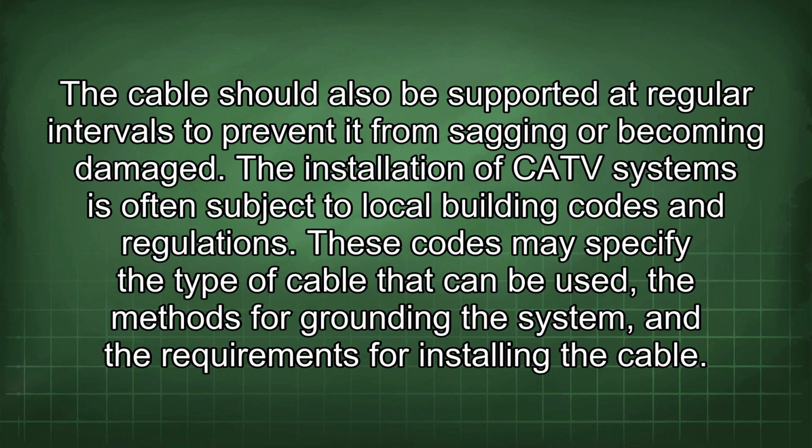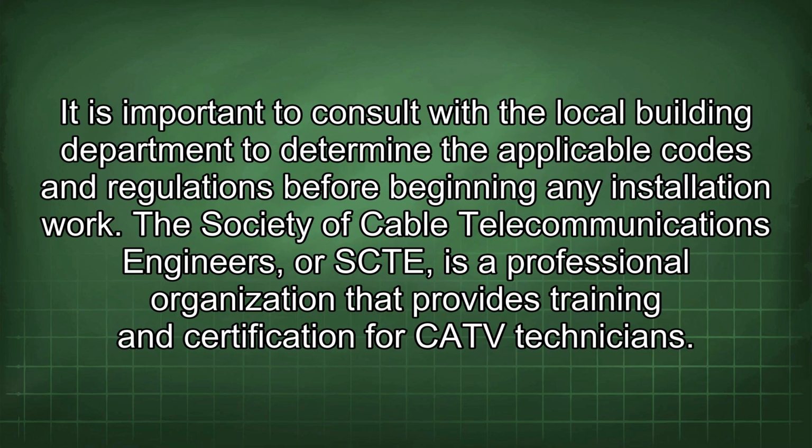The installation of CATV systems is often subject to local building codes and regulations. These codes may specify the type of cable that can be used, the methods for grounding the system, and the requirements for installing the cable. It is important to consult with a local building department to determine the applicable codes and regulations before beginning any installation work.